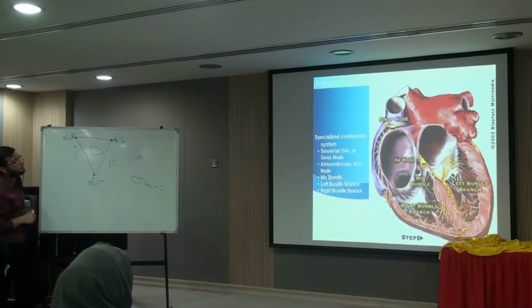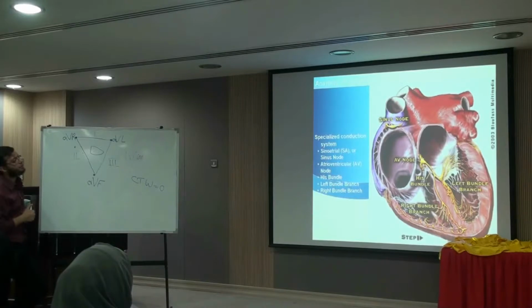So the SA node is located in the rightmost and uppermost part of the right atrium, located between the crista terminalis and the entry point of the superior vena cava. This is the sinoatrial node. Then you have the internodal conduction system. One of them is going towards the left atrium. It's called Bachmann's bundle.